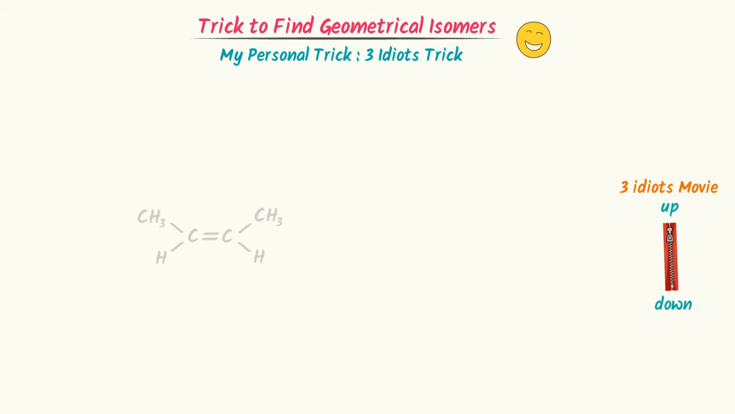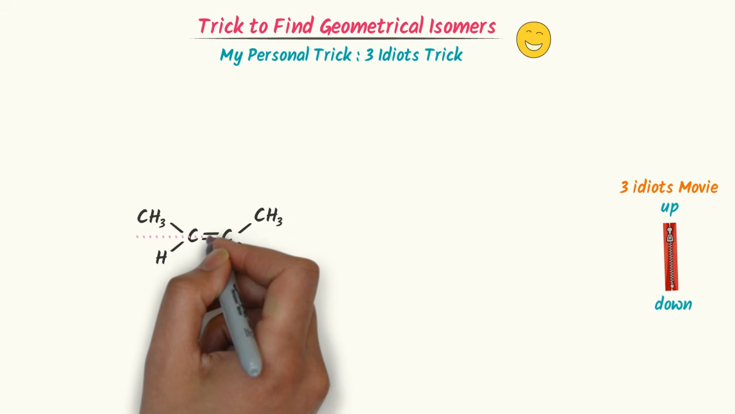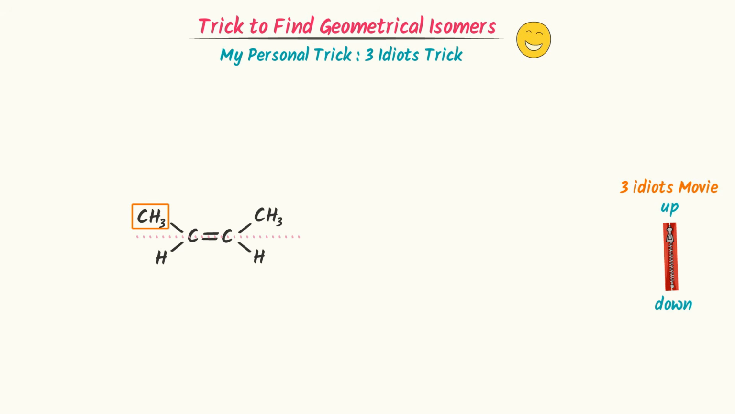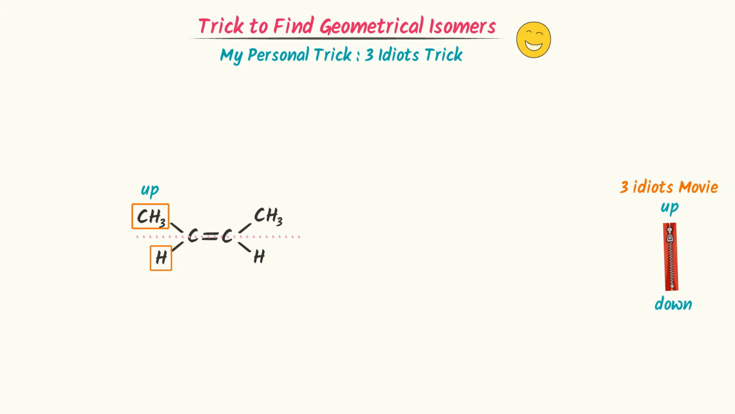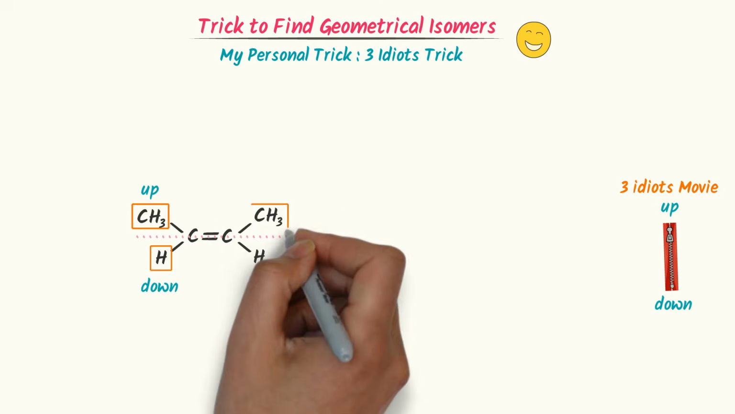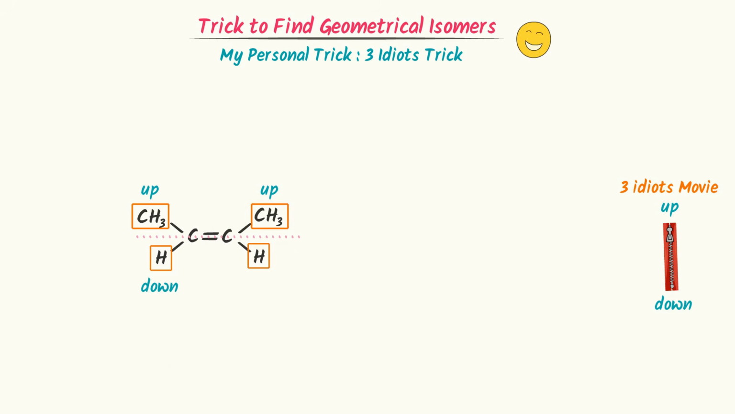For example, consider this compound. We can see that this methyl is present above the double bond. I say it is up. This hydrogen is present below the double bond. I say it is down. Similarly, this methyl is up and this hydrogen is down. Now to find the geometrical isomer of this compound, I say up and down, up and down. I just interchange the up and down positions of groups.